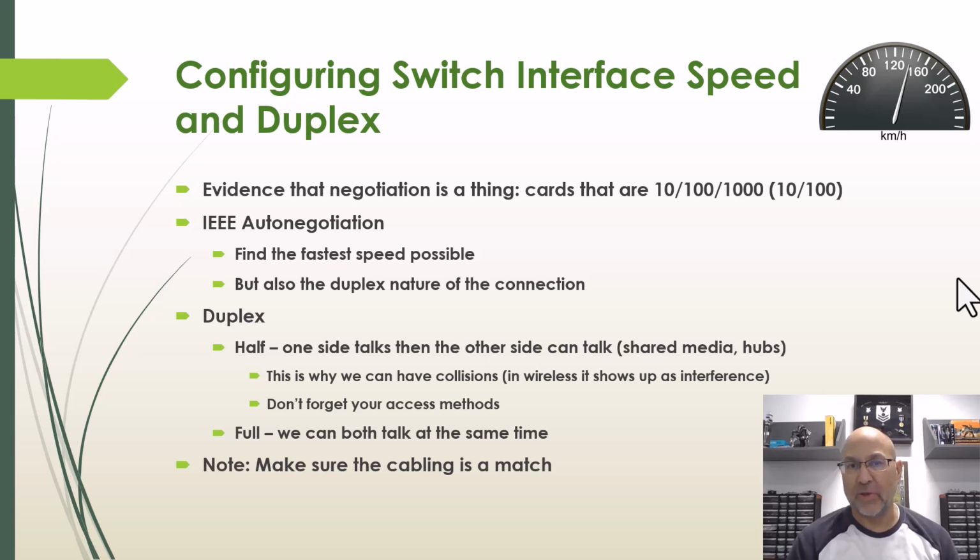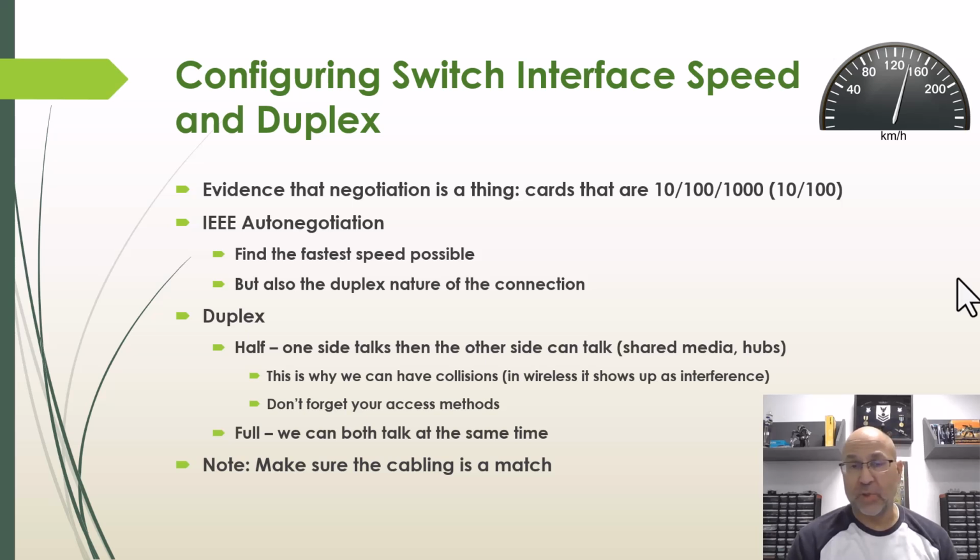So traditional Ethernet with hubs, that was half duplex. Wireless today is half duplex. This is why we have collisions. If two nodes try to talk at the same time, then their transmissions can collide with each other on the bus or in the air in the case of wireless. And this is why we have access methods. So carrier sense multiple access with collision detection or collision avoidance in the case of wireless. That's what that's all about. We're negotiating communication on a shared or half duplex medium.